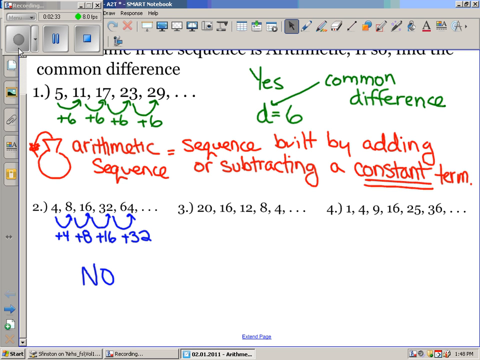Sure, you could have also written times 2. It wouldn't have made a difference. It's just a matter of whether you recognize that it's not an arithmetic sequence. What about over here?